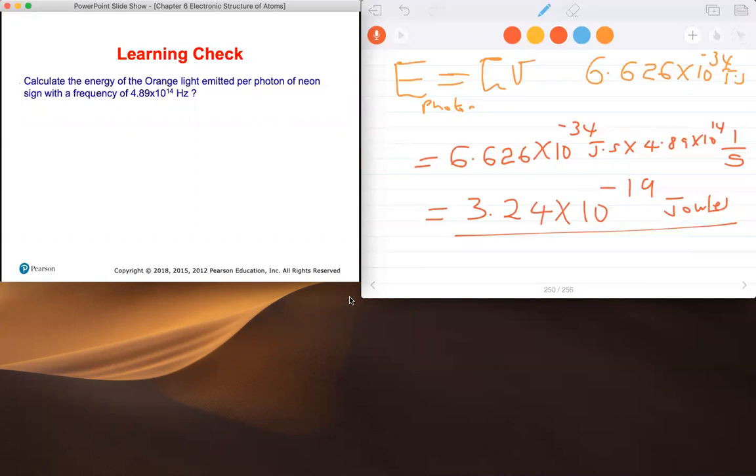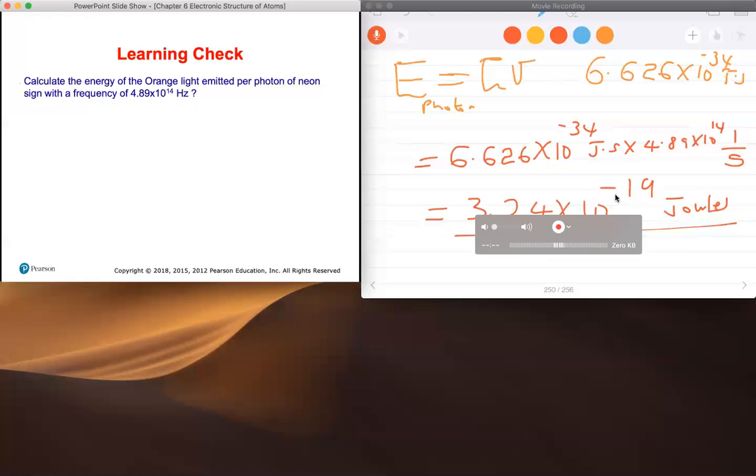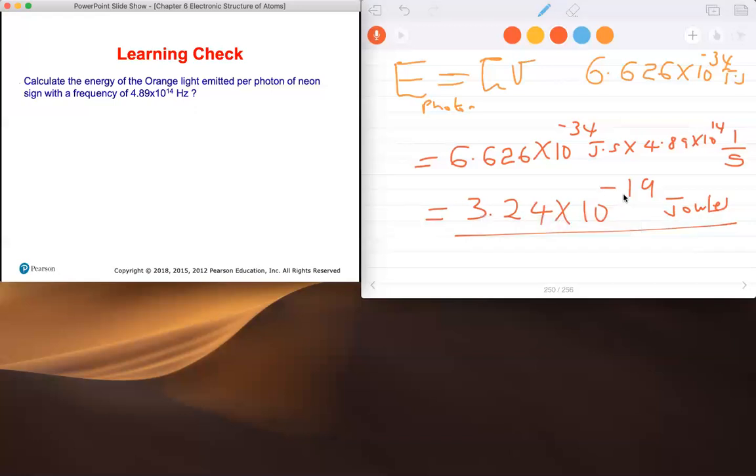Then I go around and say, this is how you key in, like when I want to write times 10 raised to negative 19 on my scientific calculator: second function, and then EE and whatever. So please familiarize yourself with the calculator.